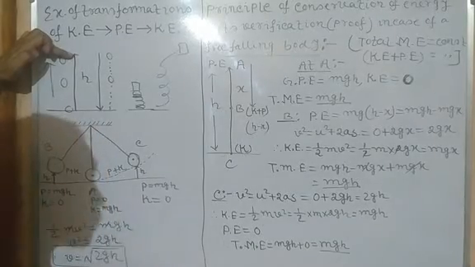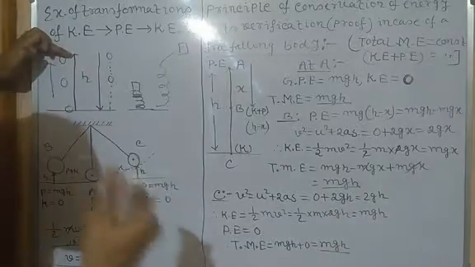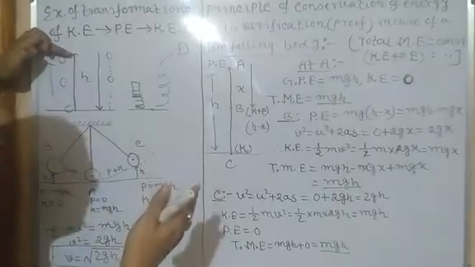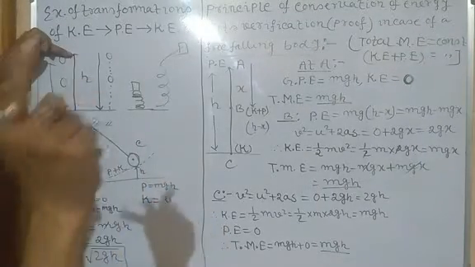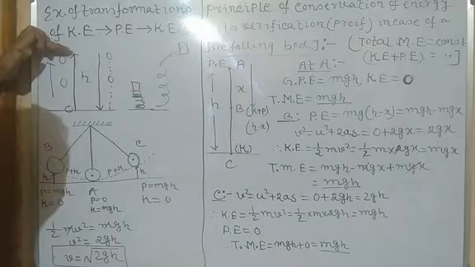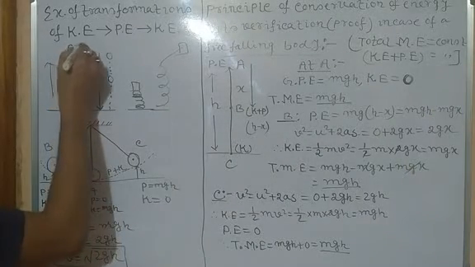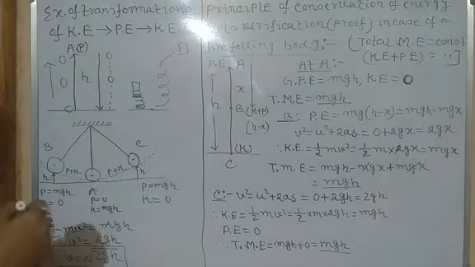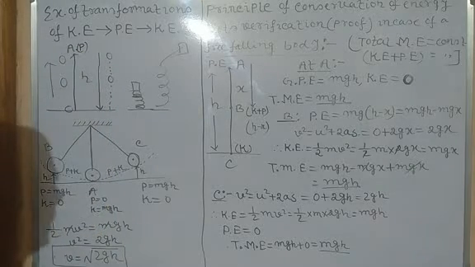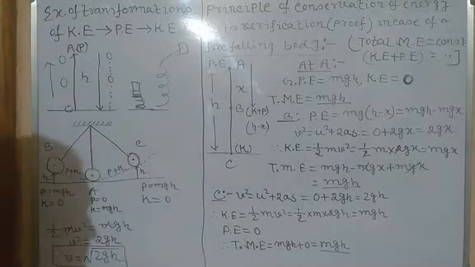Kinetic energy is 0. Why? Because velocity is 0, the body is at rest. We all know that kinetic energy is possessed by a body due to its motion, velocity, half mv². So at the top it possesses only potential energy. So here kinetic energy is transformed into potential energy.